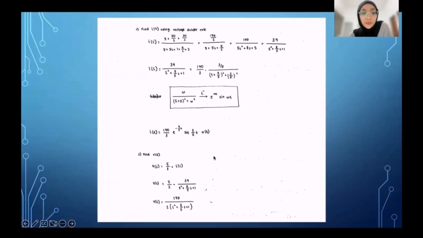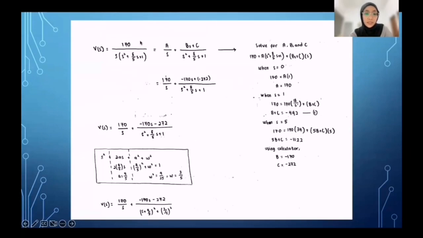Next, to find vF(t), we need to find Vs first. Vs is equal to 5 over s times Is, which is 34 over s squared plus 8 over 5 s plus 1, and then we get Vs equal to 170 over s multiplied by s squared plus 8 over 5 s plus 1. Then we convert this form into partial fraction form, which is A over s plus Bs plus C over s squared plus 8 over 5 s plus 1.